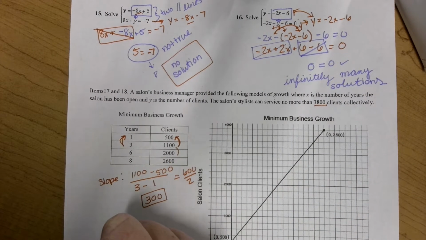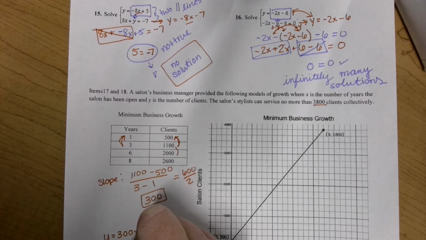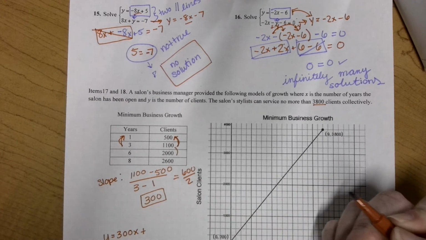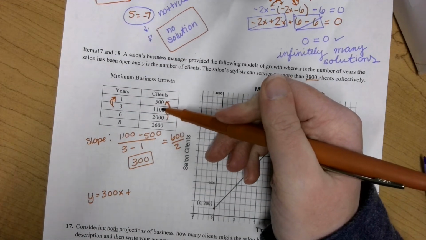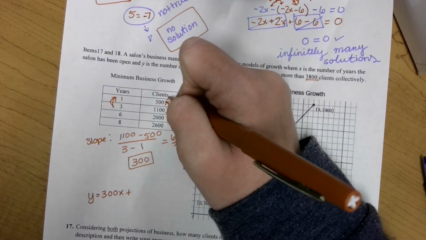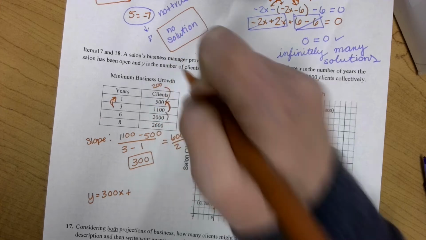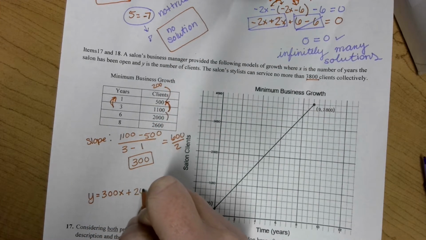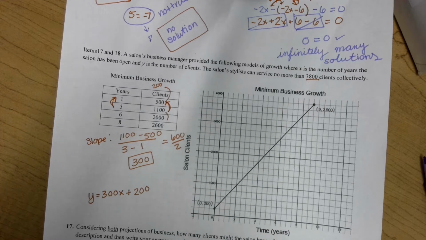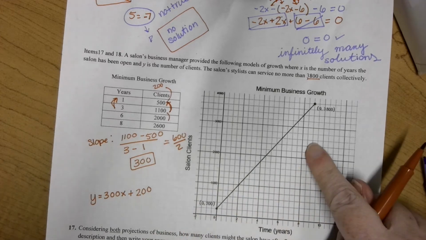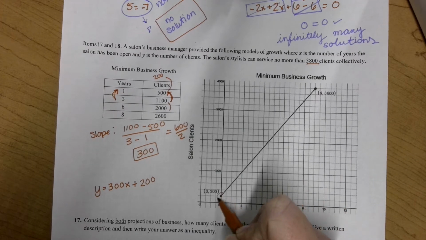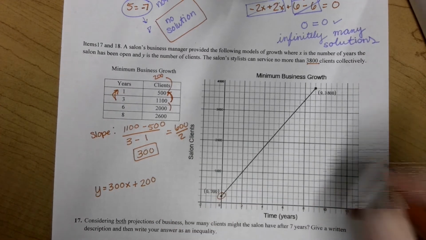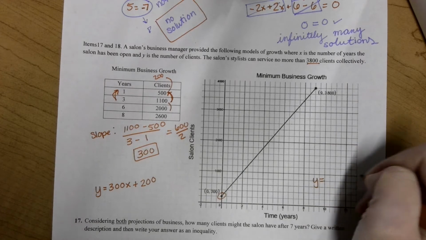So if I write this in slope-intercept form, I have y equals 300x, plus I need to know how many clients I would start with at year 0. Well, if at year 1 I have 500 and I'm earning 300 clients a year, I could go back a year. 500 minus 300 would be 200. So I have 300x plus 200. Okay. If I look at the model with my graph, I already have my y-intercept. My y-intercept is 200. So we'll have y equals something in front of x plus 200.